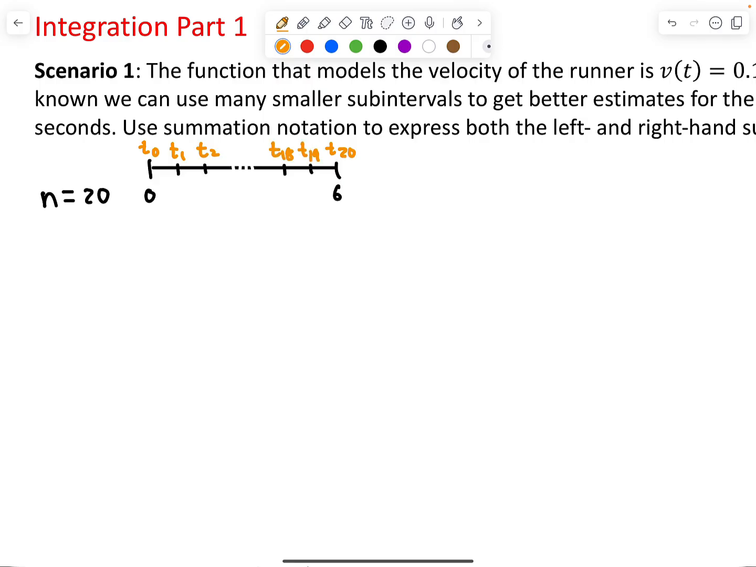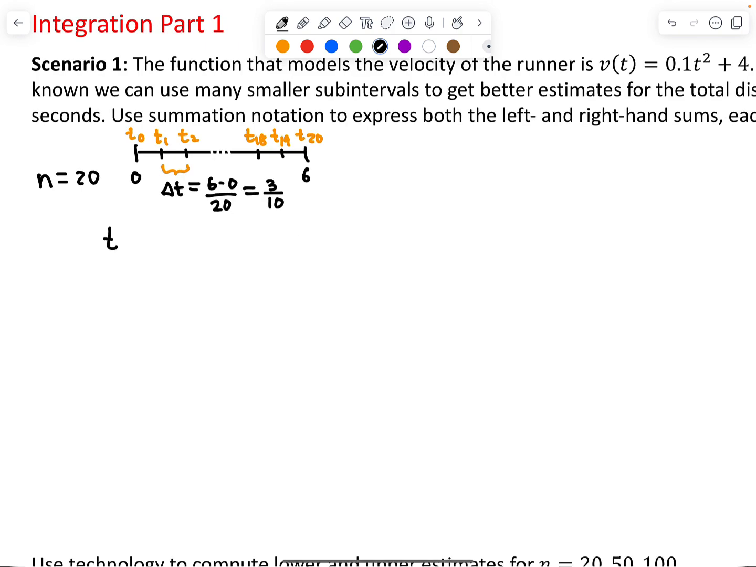The delta t, which is the width of each subinterval, can be calculated by doing the length of the entire interval, which is 6 minus 0, divided by the number of subintervals that we want. So in this case, we get 6 over 20, which is 3/10, or 0.3. Furthermore, we can calculate each t sub I by beginning with 0 and adding to it I delta t's, which in this case is just I times delta t.